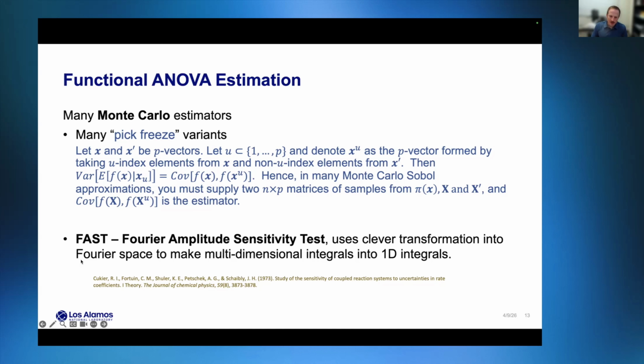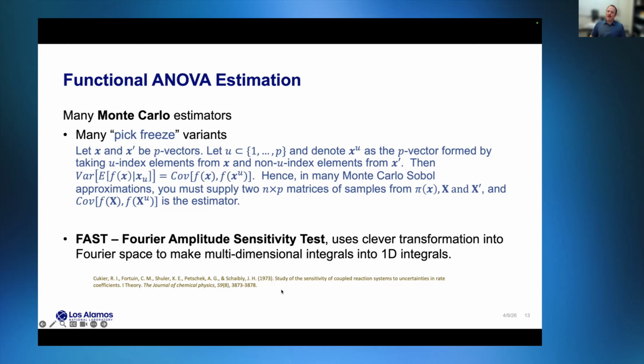Another approach that's often used is Fourier amplitude sensitivity test, or FAST. It uses a neat little transformation to get these high dimensional integrals down to lower dimensional integrals in Fourier space. And that has actually been around a long time also, since the 70s.